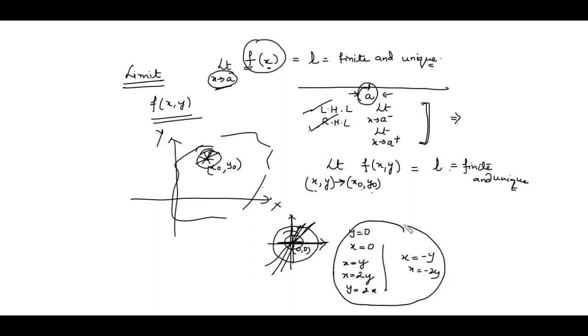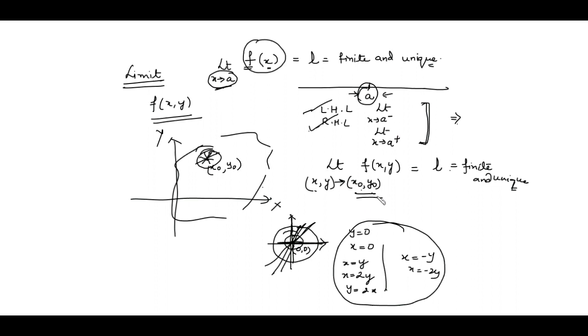So if in all paths the value of the function is approaching this unique limit, a finite and unique limit, then we will say the function has a limit at a point x naught comma y naught, right? But if we get different limits, different values at different paths, then this function does not have the limit at that point x naught comma y naught, right? So in this way we can find out the limit of a function, right?